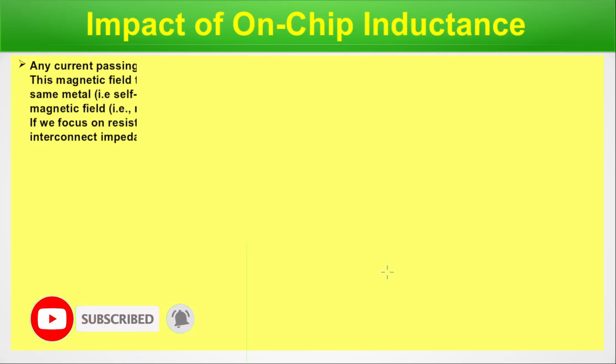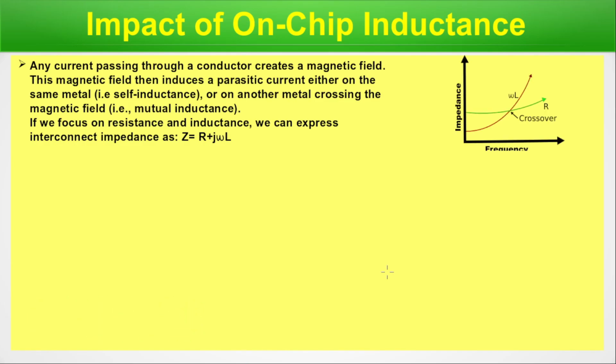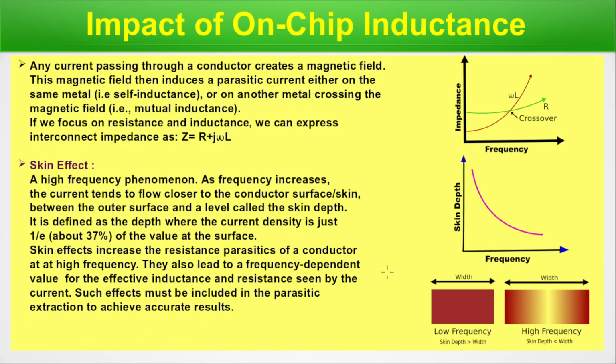So now let's move to the next slide. Impact of on-chip inductance. Any current passing through a conductor creates a magnetic field. This magnetic field then induces a parasitic current either on the same metal, that is self-inductance, or on another metal crossing the magnetic field, that is mutual inductance. If we focus on the resistance and inductance, we can express interconnect impedances. And just see the impedance: the ωL part is increasing like that and R is increasing like that with frequency.